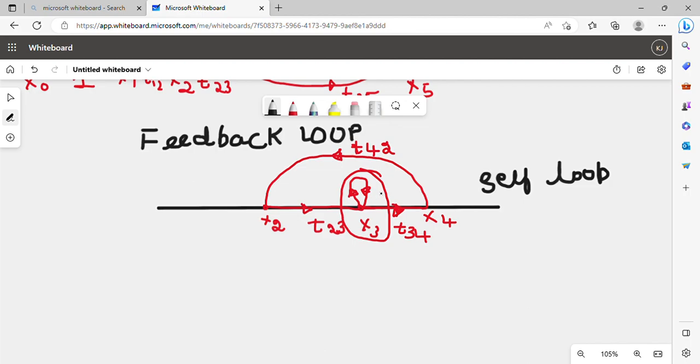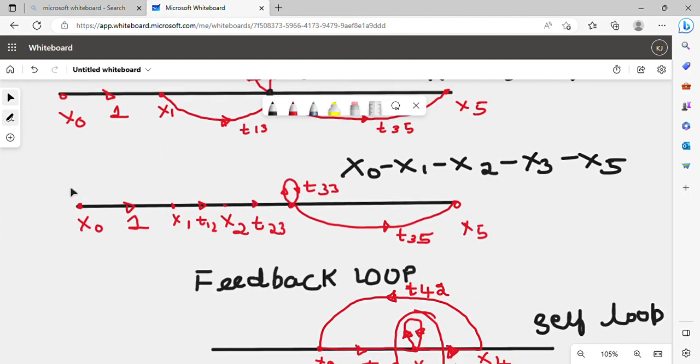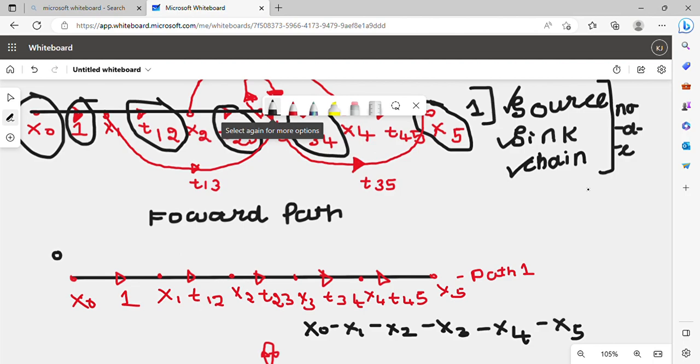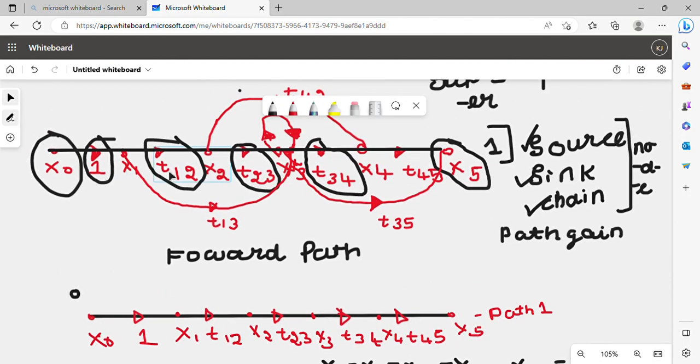And what is path gain? It is the product of branch gains while going through a forward path. So let me write it over here, my path gain. Here it is 1 into T12, T23, T34 and T45. It is only the forward path, not the feedback path. Please understand, it is only the forward path.